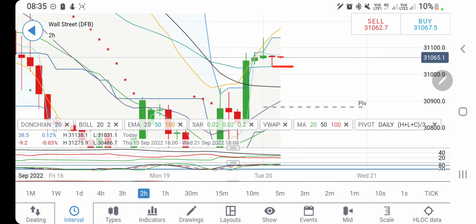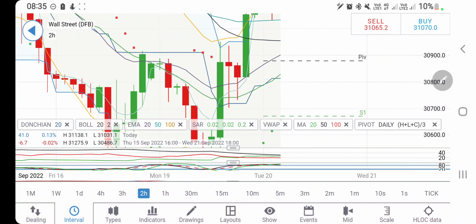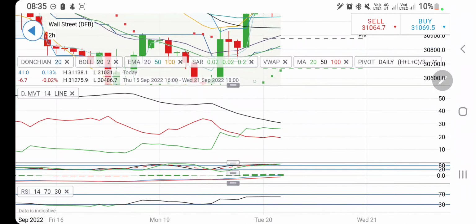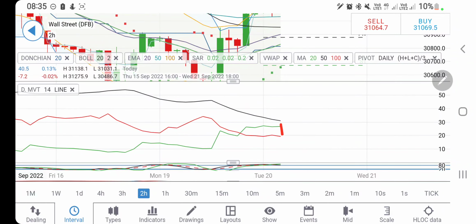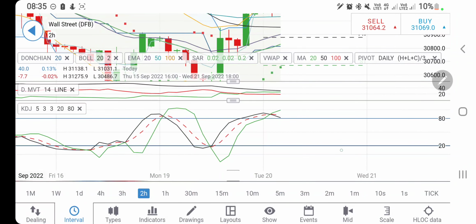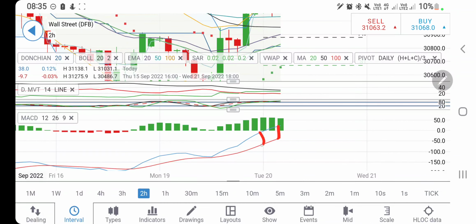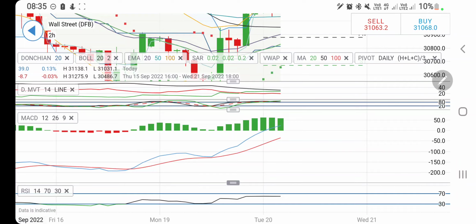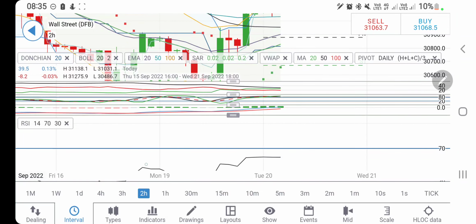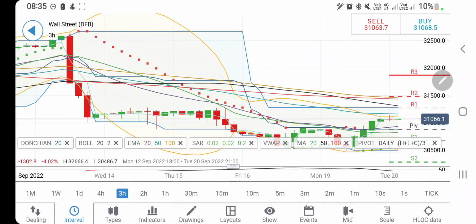On the downside, you can sell below 31,050. Below that, you can expect 31,000, 30,950, 30,900 as the stronger support. And if it breaks past this zone at 30,800, definitely it will call for the bearish move. Directional movement bullish. Stochastic is overbought. The MACD is divergent and bullish, and the stochastic is trading flat near to the top there.